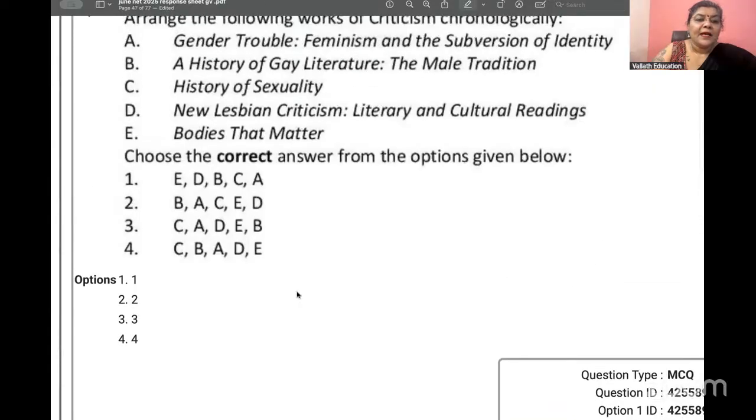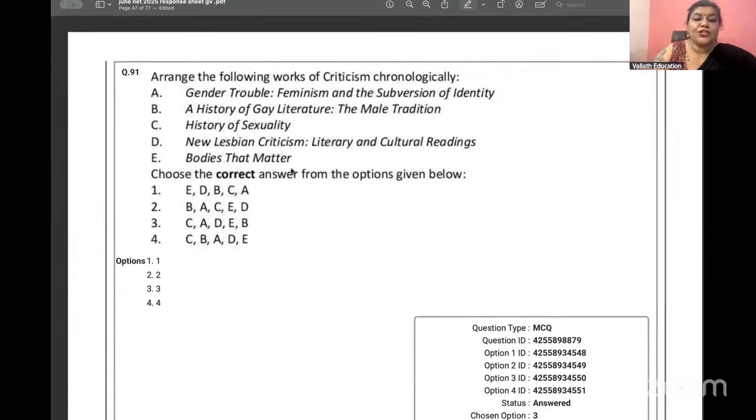Then, Gender Trouble, everybody should know, 1990. Bodies That Matter, everybody should know, 1993. History of Sexuality was somewhere in the 1970s. Lesbian criticism, gay literature. Definitely History of Sexuality was before that. C is before B and D.